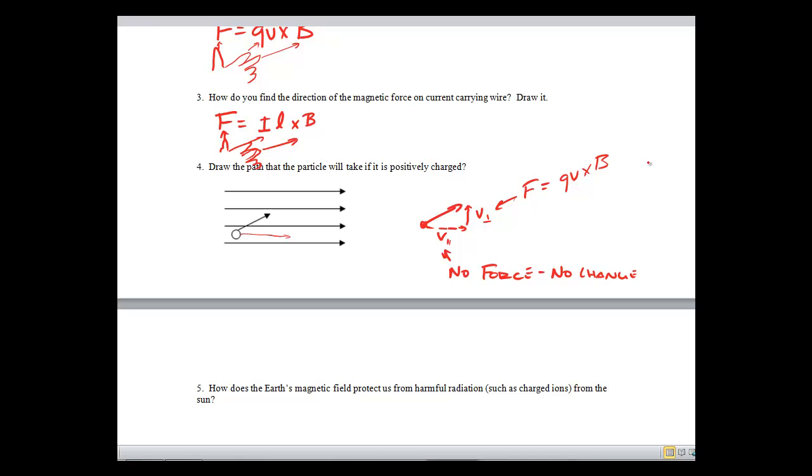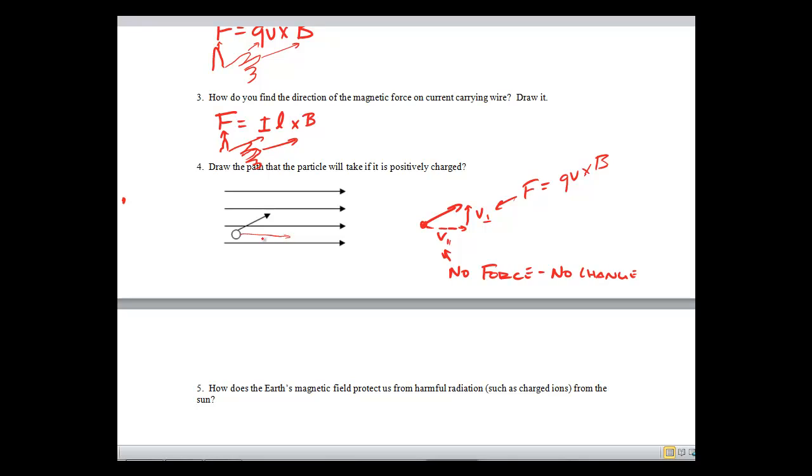And it's going to be that QV cross B. So take your pointer finger, take your little gun, point your pointer finger straight up, and you're going to have to rotate it so that your middle finger is going with the magnetic field and your thumb is going to give you that direction. Now, what's going to happen is that we are going to rotate.